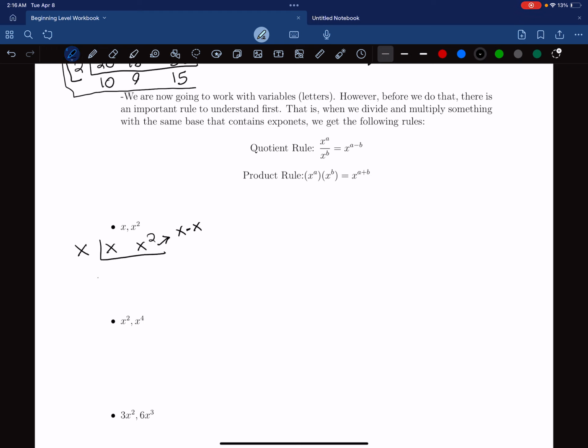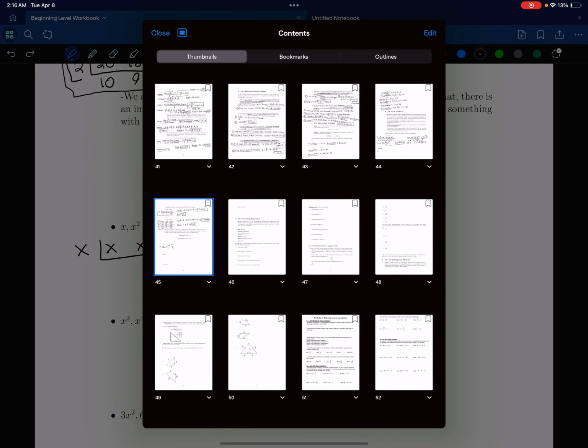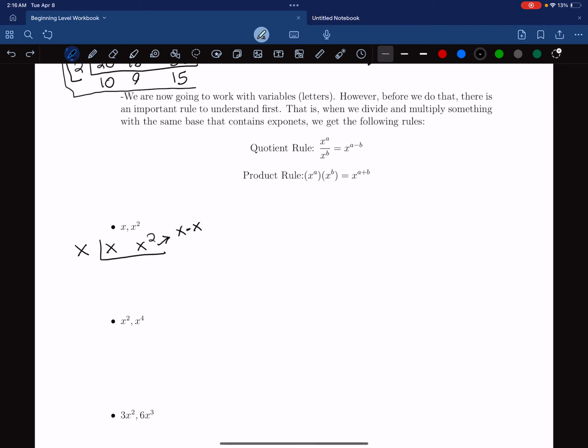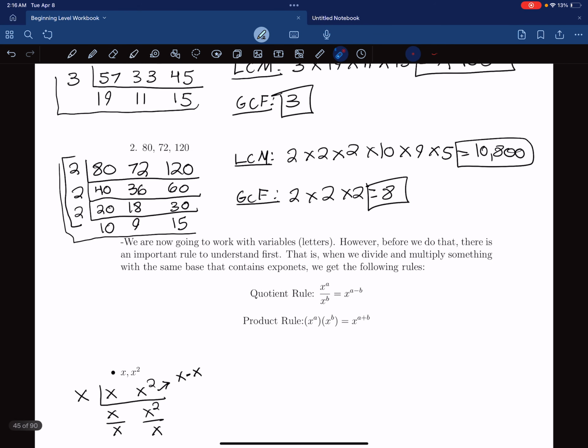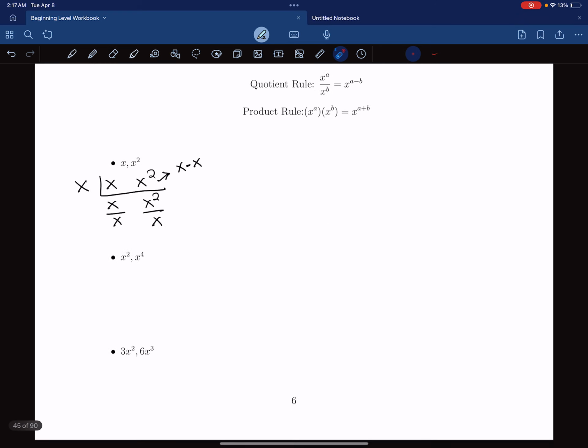So to find out what x divided by x is, let's write that out. So x divided by x, and then x squared divided by x. So what I'm doing here is essentially the same exact process I was doing here when I would say like 2 divided by 80 is 40. We're doing the same thing here. It's just with letters.